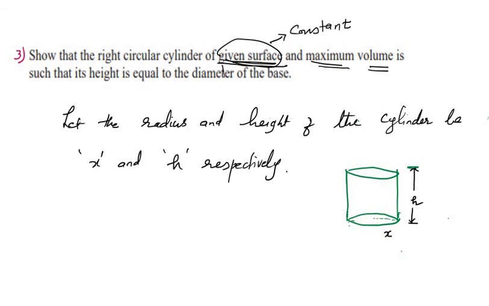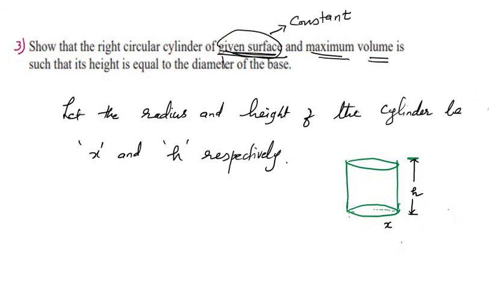See here we have assumed, let the radius and the height of the cylinder be x and h respectively. I have taken the radius as x, and the height as h. What we have to prove now? h is equal to the diameter. h is equal to 2x, I have to prove when the volume is maximum. Okay. Now come here.